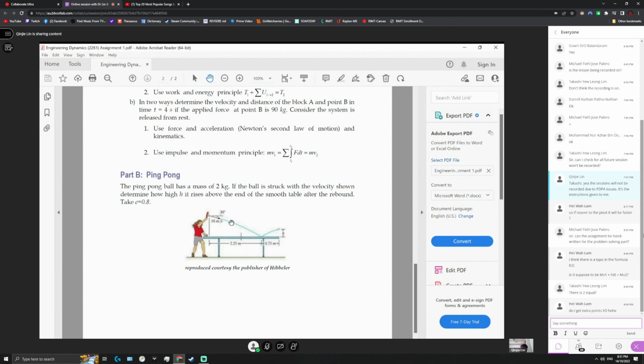So what does this look like? It looks like projectile motion. And then down here, what kind of concepts? Actually, they give you a hint. They say take e equals 0.8. Remember what is e?